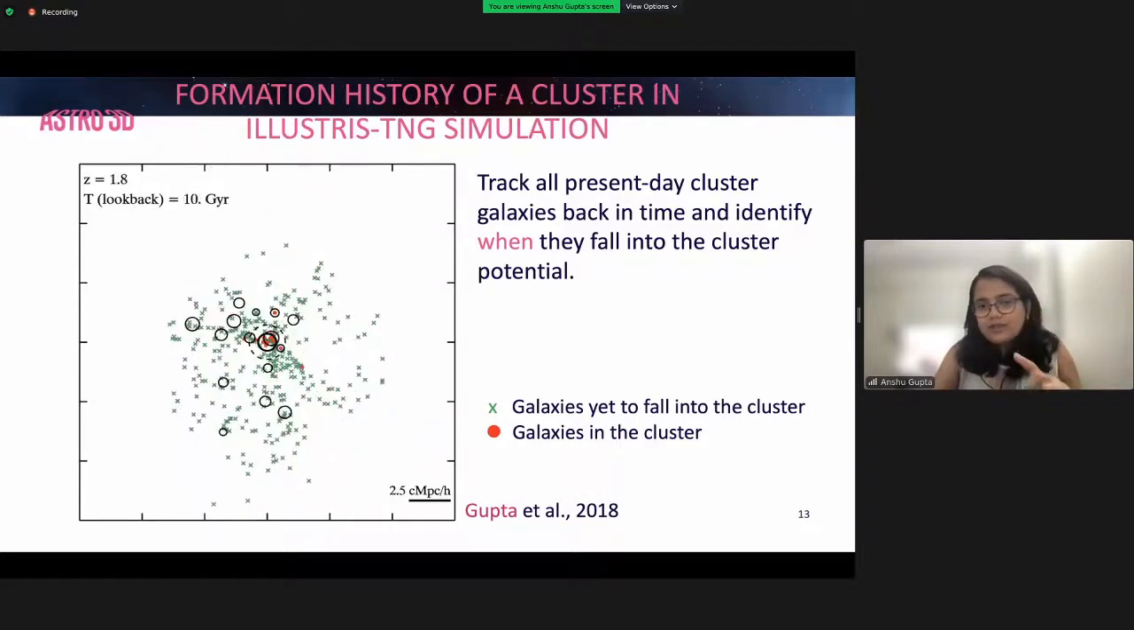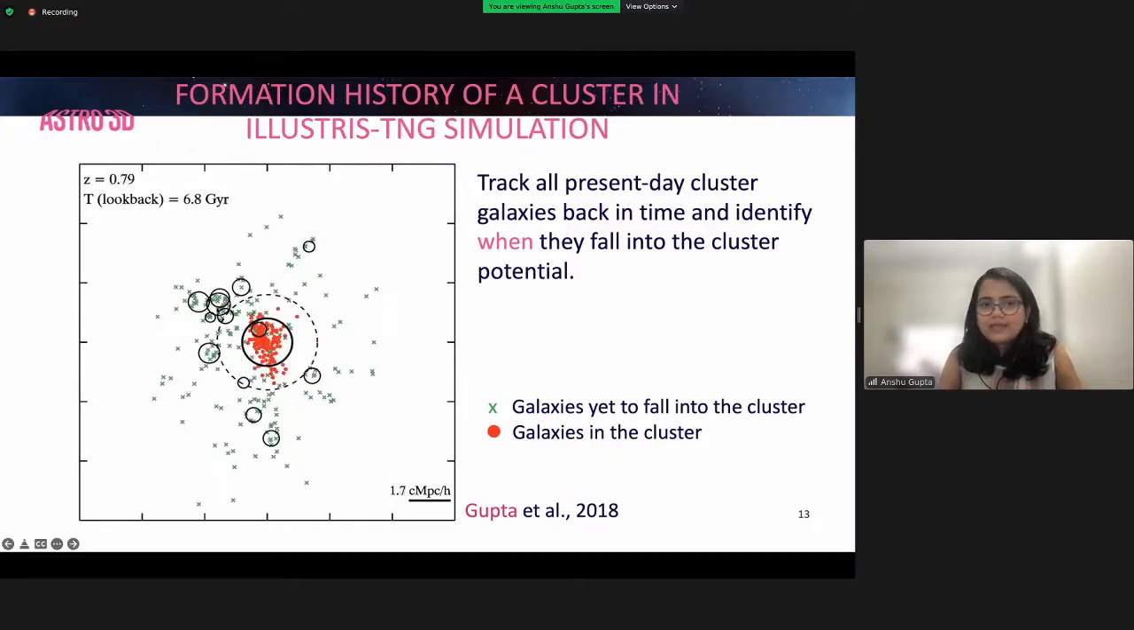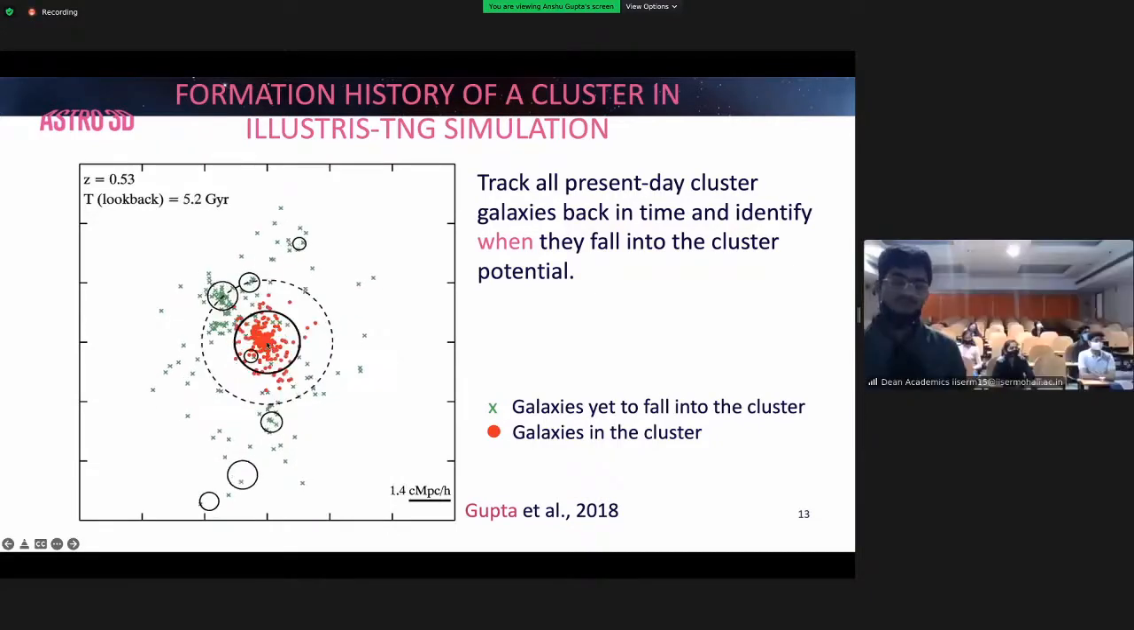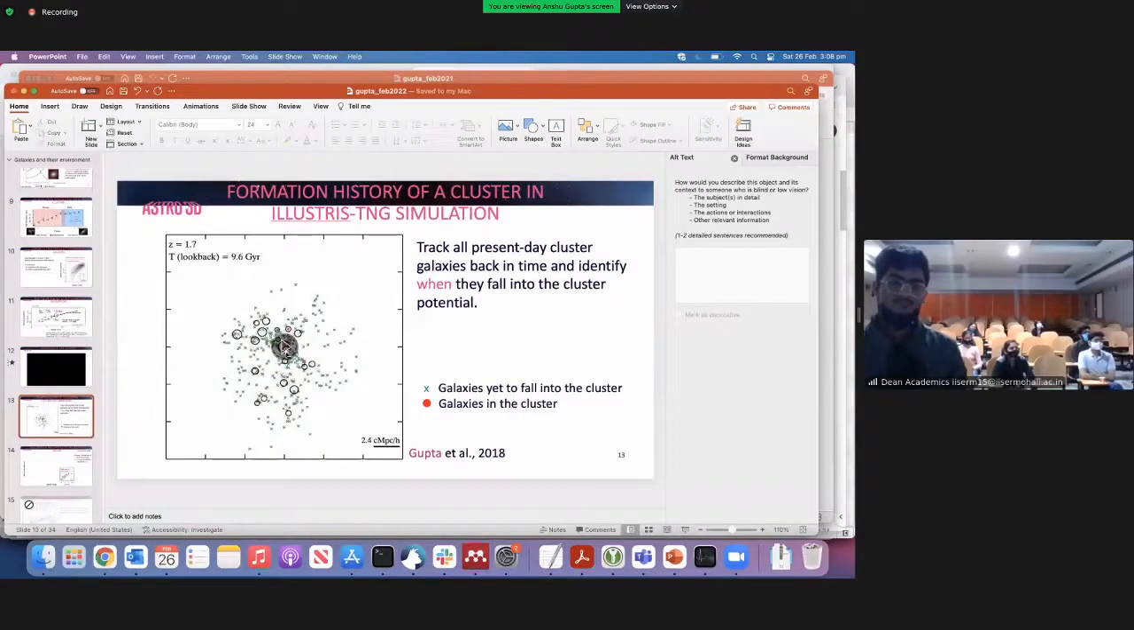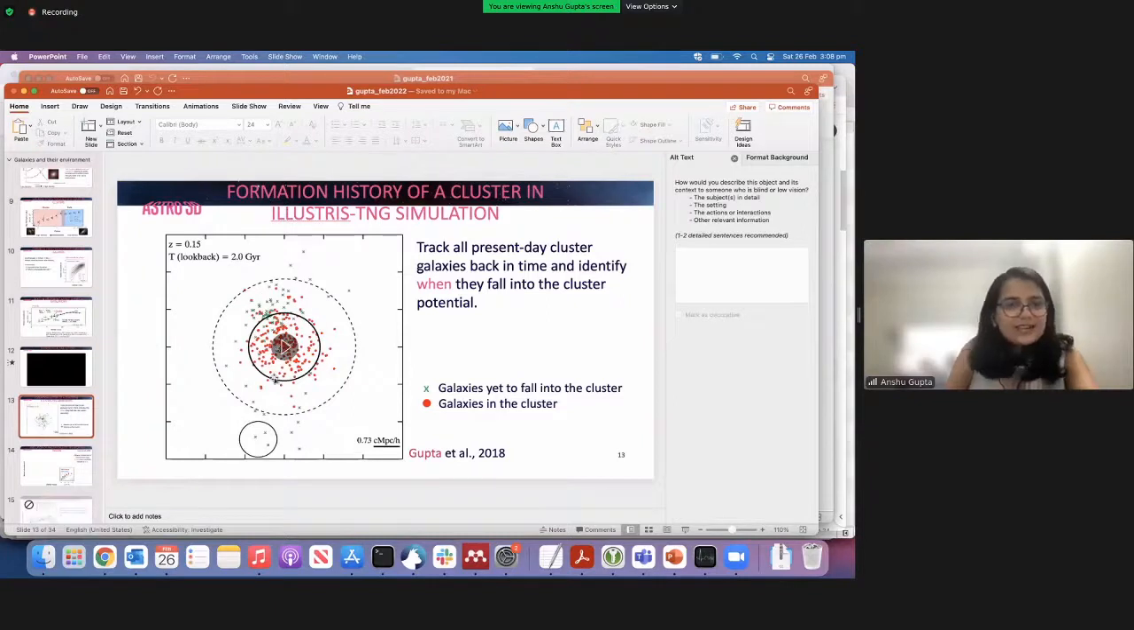But even with this very crude definition, we found that these infalling galaxies, which are these, I wish I could stop the animation somewhere. Okay, wait. Yes, let's stop it here. Oh, come on, stop. I don't know how. Sorry. It looked like a group previously, but that's okay.